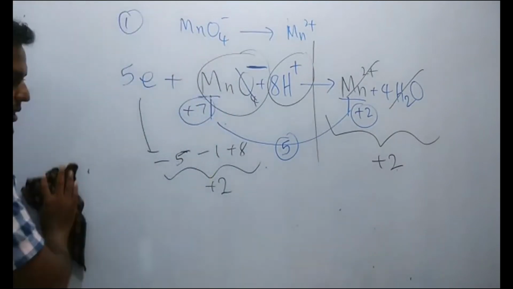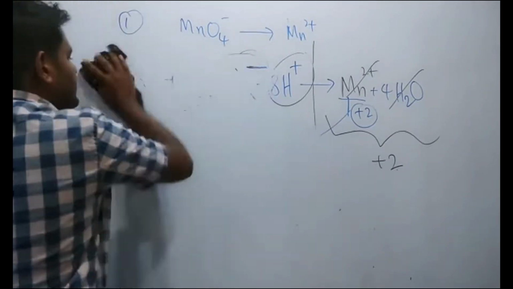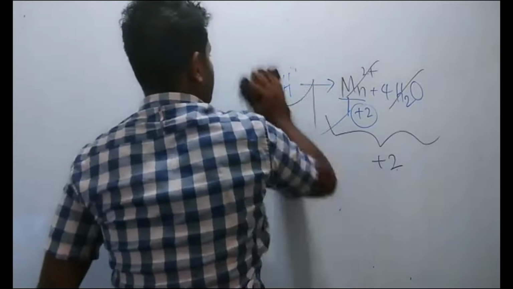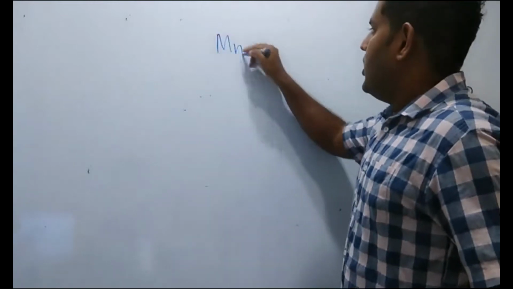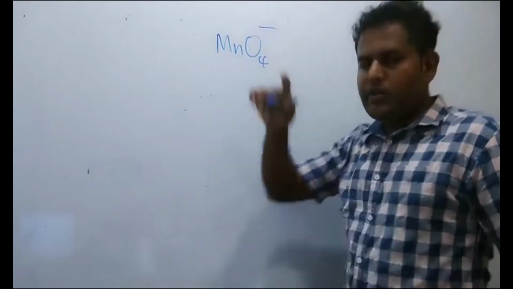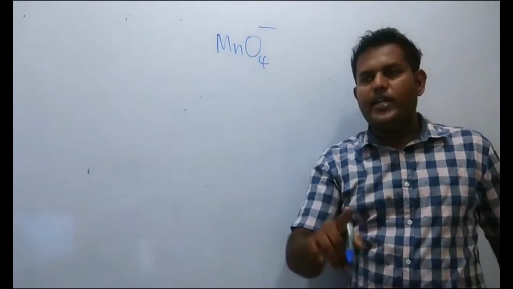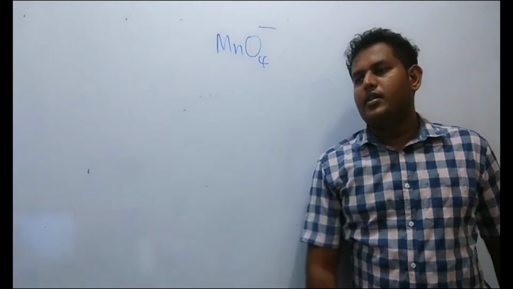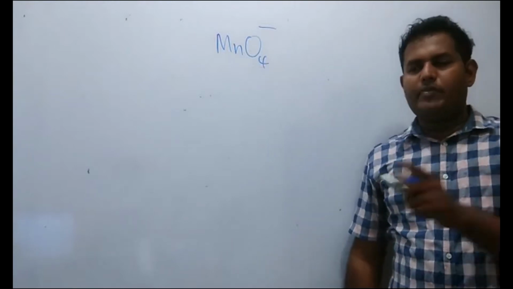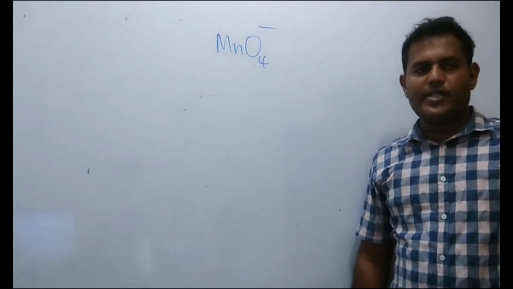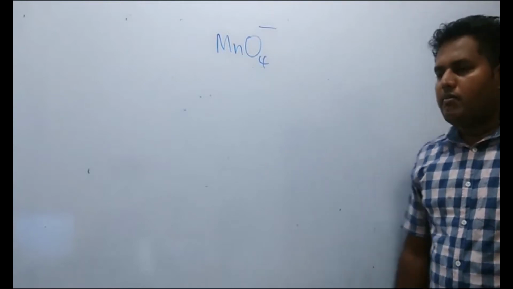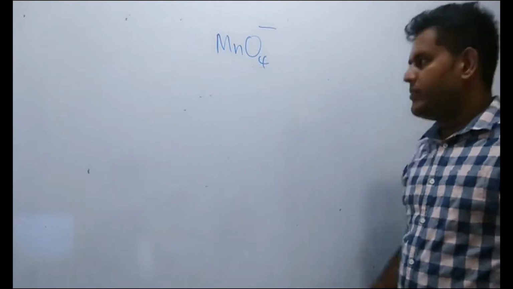I'm going to erase this, right? There are more than 20 equations like this to balance this week; they're in the homework. Take MnO4 minus, a small topic: balancing half ionic equations in basic medium. There isn't much time today, so we can't do many equations. We'll do more next week.